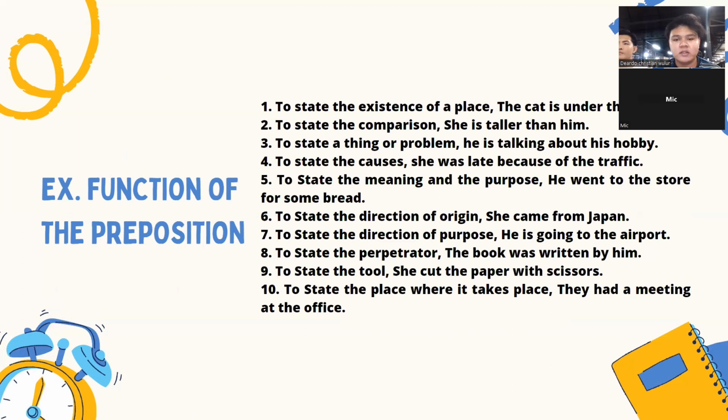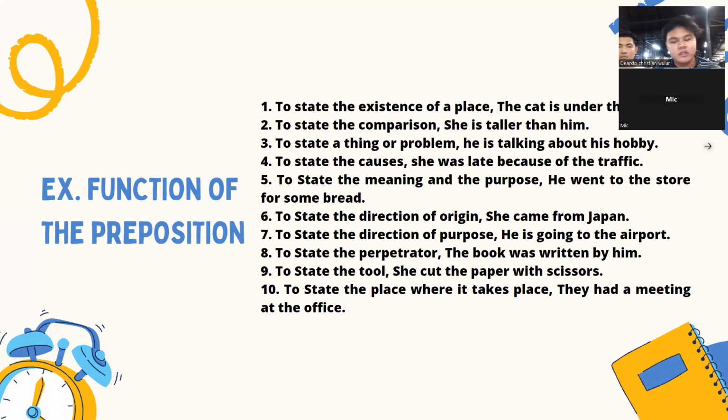One, to state the existence of place. The cat is under the table. Two, to state comparison: she is taller than him. Three, to state a thing or problem: he's talking about his hobby. Four, to state the cause: she was late because of the traffic. Five, to state the meaning and the purpose: he went to the store for some bread.